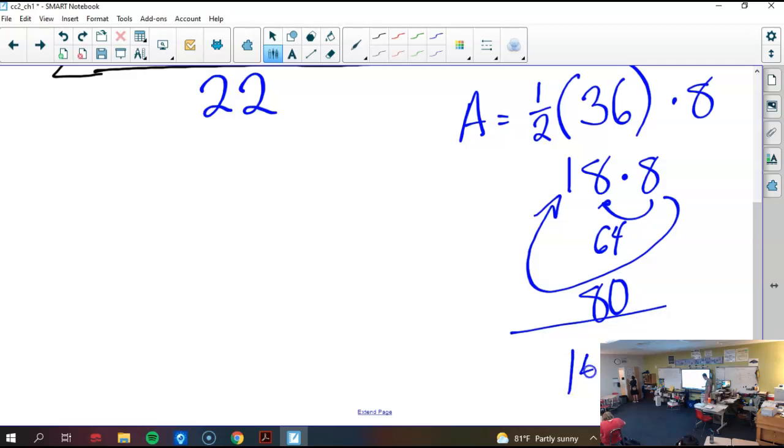144. And I forgot to do this in the last problem: no naked numbers. So we would have to call this units. If you didn't hear me say that in class, I say that a lot. Naked numbers will get in trouble. It's inappropriate. Put some pants on, bro. No, so units squared. We have to have a label on our number. No naked numbers.